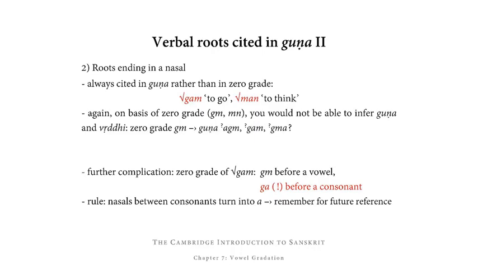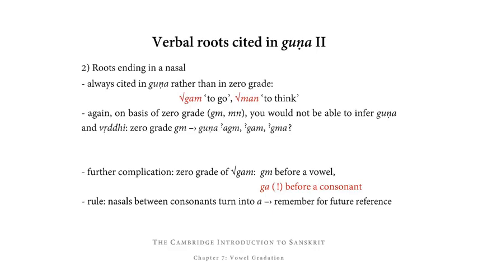However, having said that, there is one complication that we need to be aware of, and that is that the zero grade of gam is gm, but only before a vowel. In front of a consonant, this zero grade appears as ga. Same with man. The zero grade is mn before a vowel, but actually appears as ma before a consonant. The new rule that we are encountering here is that nasals between consonants turn into short a.